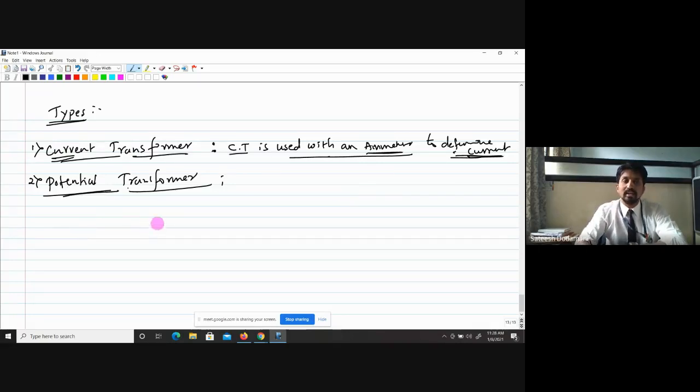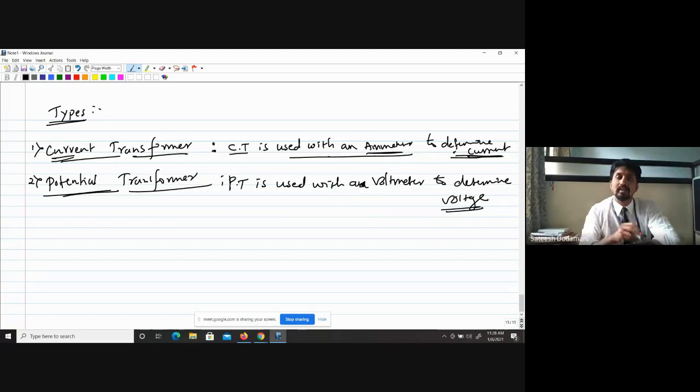And this is the potential transformer, in short called PT, and a PT is used with a regular voltmeter to determine the voltage across the circuit, the voltage between the two lines. That is called a potential transformer.